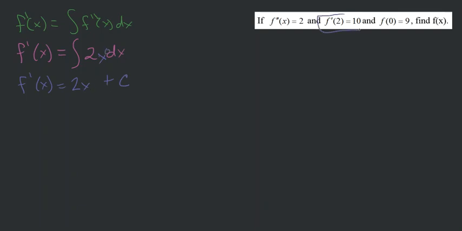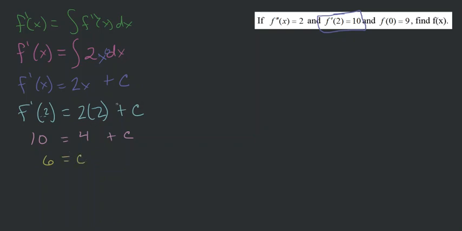Now they've given me some information here about the first derivative. They tell me the first derivative at the point 2 is supposed to equal 10. So if I put a 2 in there, this is supposed to equal 10. So I'm going to take out that and put in 10. So 10 equals 4 plus c. That means c has to equal 6.